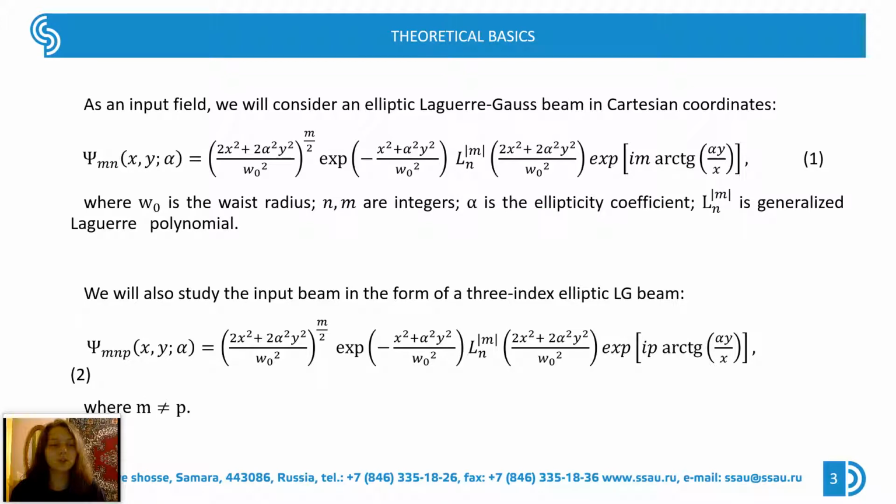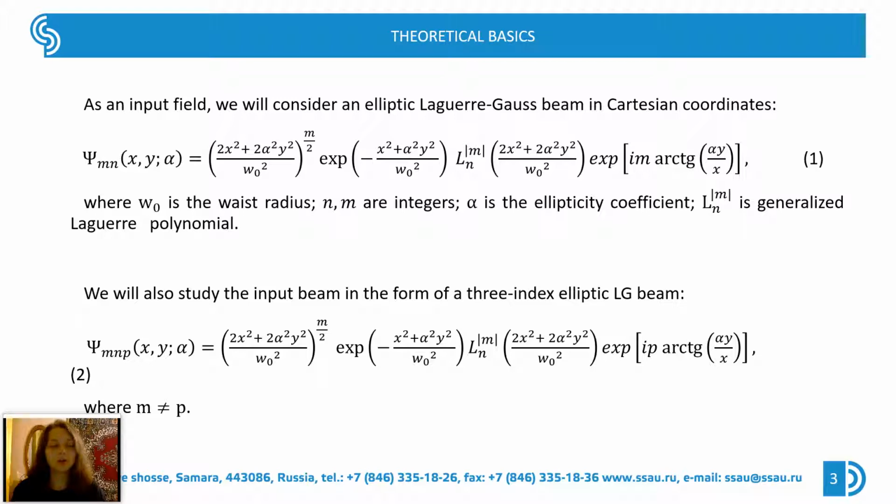The LG mode is a vortex optical beam and has an integer orbital angular momentum, which is determined by the order of the optical vortex, in other words, the azimuthal index m of the mode. A distinctive feature of the vortex optical beam is the presence of singular points, in which the phase is not defined and the amplitude is 0.